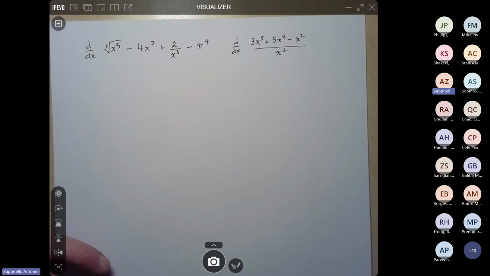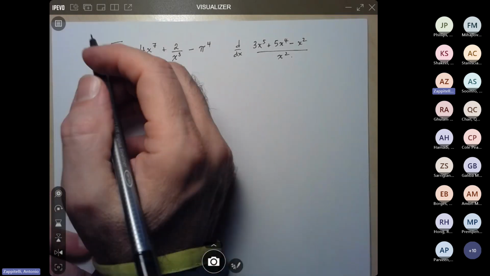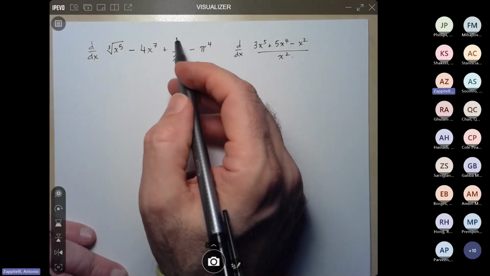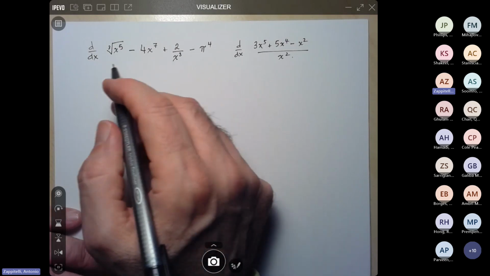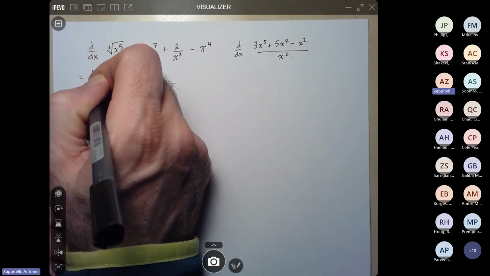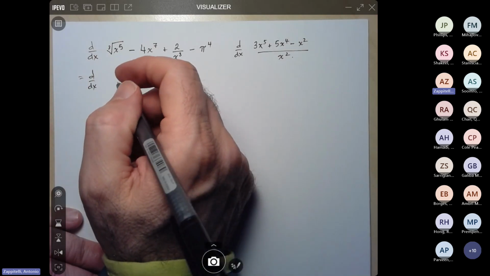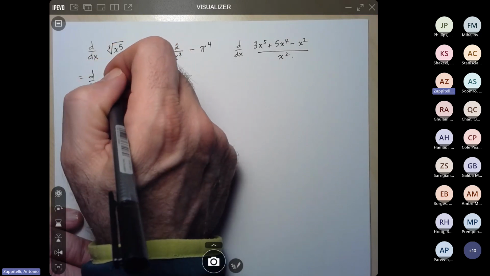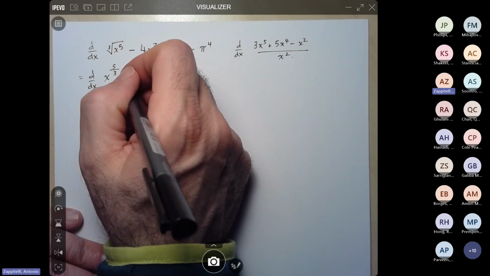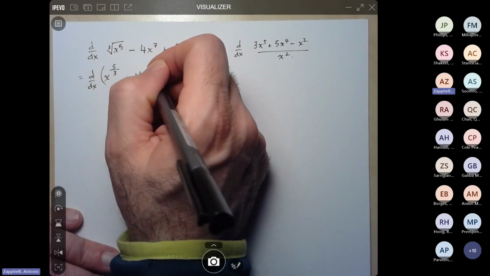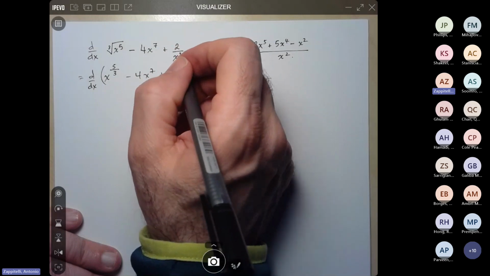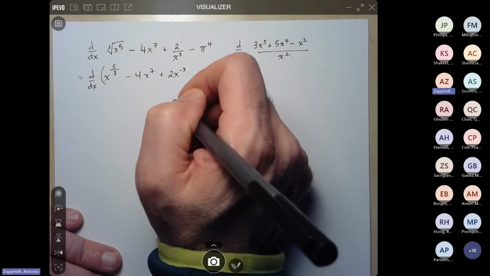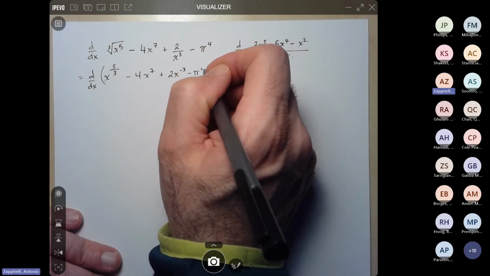All right, so hopefully you had enough time there to do that. So here, notice I've got this root function, I've got this reciprocal function. So definitely the first thing I want to do is rewrite those expressions in exponent form. So this is x to the, well, exponent 5 and root 3 is like 1/3. So that's x to the 5/3. And here, 4x to the 7 plus, instead of writing this as 2 over x cubed, I can write it as 2 times x to the -3. And then, of course, here I have the minus pi to the 4.